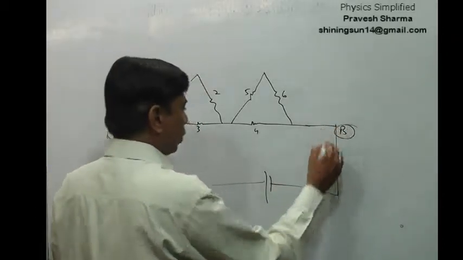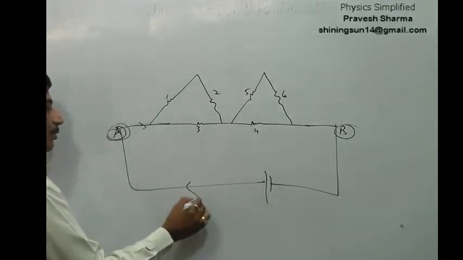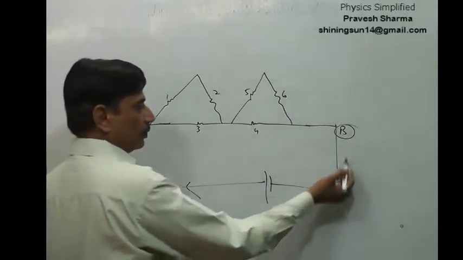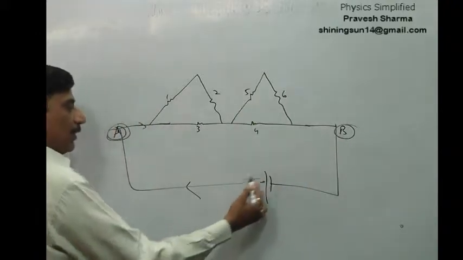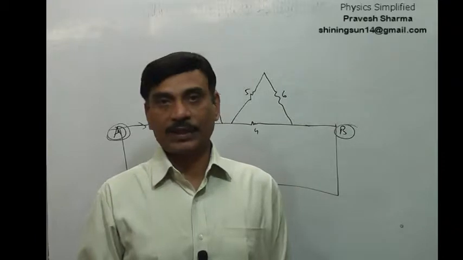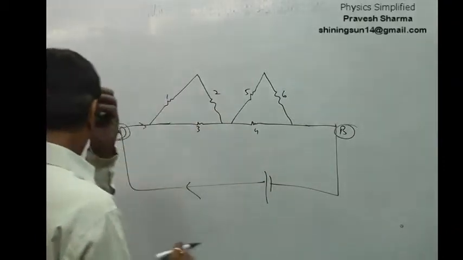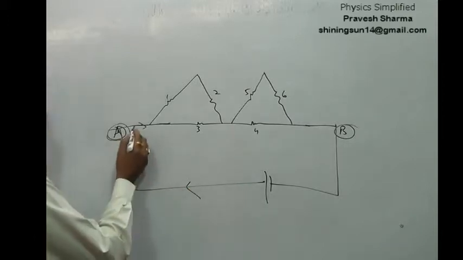You can assume a battery to be connected like this. So the conventional current comes like this, though the electron current moves like this, from negative to positive, and the conventional current is in the opposite direction. And when we say current in physics, we are talking about the direction of the conventional current, not the electronic current. So over here the current comes like this.